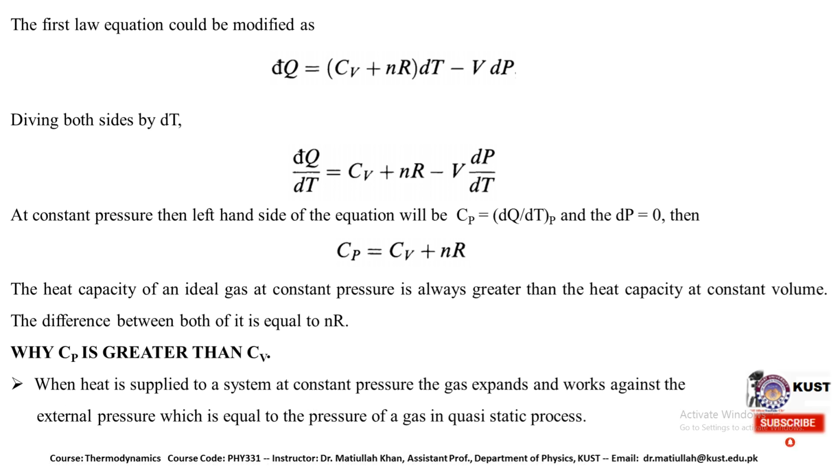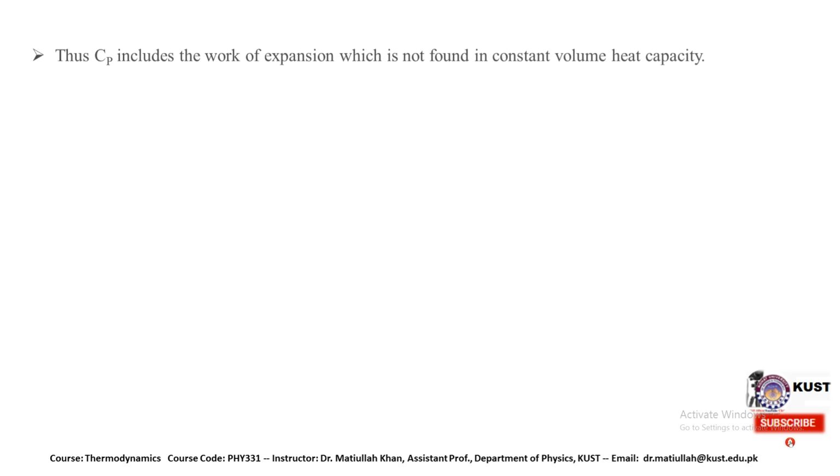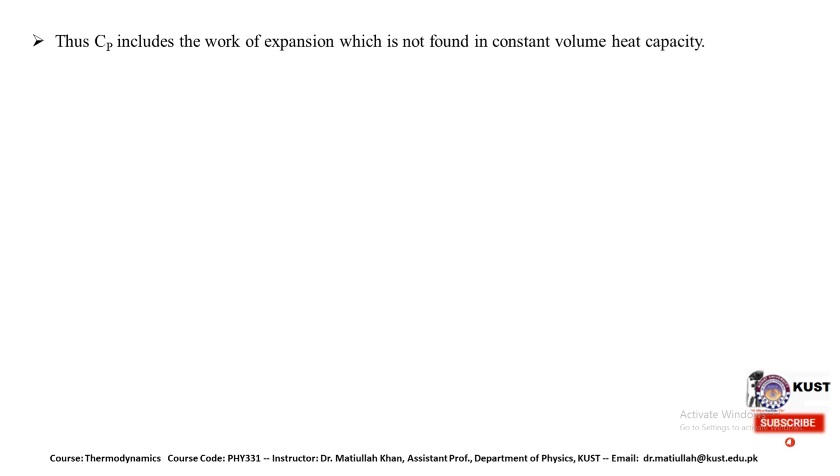So a question arises: why is Cp greater than Cv? The answer to this question is that when heat is supplied to a system at constant pressure, the gas expands and does work against the external pressure, which is equal to the pressure of the gas in a quasi-static process. So that is why Cp includes the work of expansion, which is not found in the constant volume heat capacity.